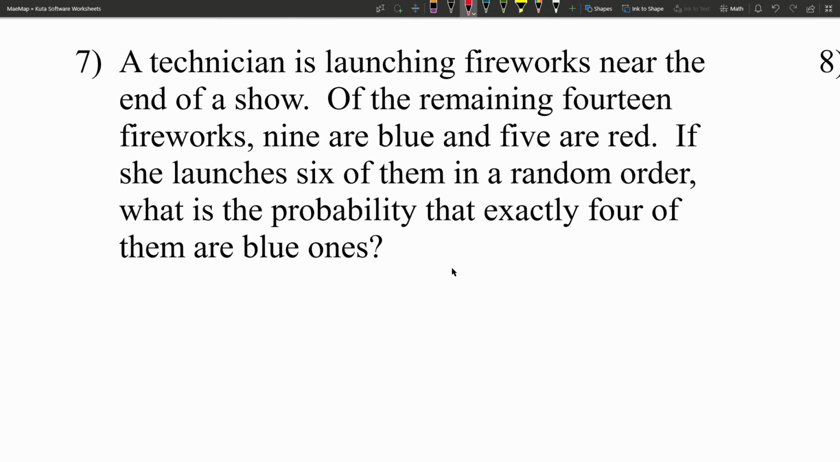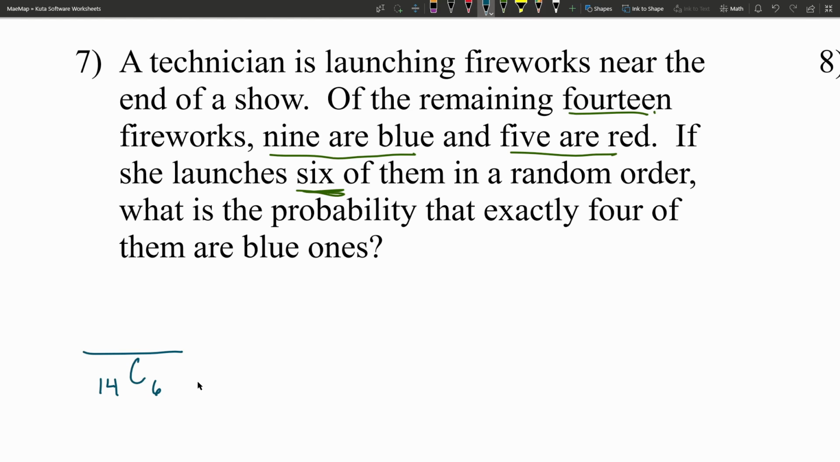This problem states that a technician is launching fireworks near the end of a show. Of the remaining 14 fireworks, so let's start underlining things. There are 14 fireworks left, 9 of them are blue, and 5 of them are red. If she launches 6 of them in random order, what's the probability that exactly 4 of them are blue ones? So out of the 14 fireworks, we're launching 6. The total outcome is going to be 14, and we're choosing 6. The order doesn't necessarily matter. So 14C6 is going to be our denominator.